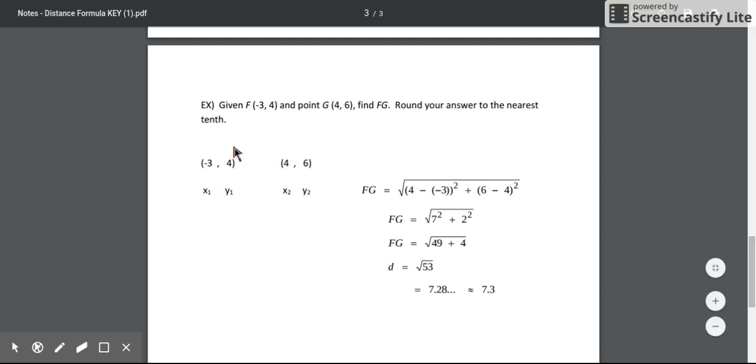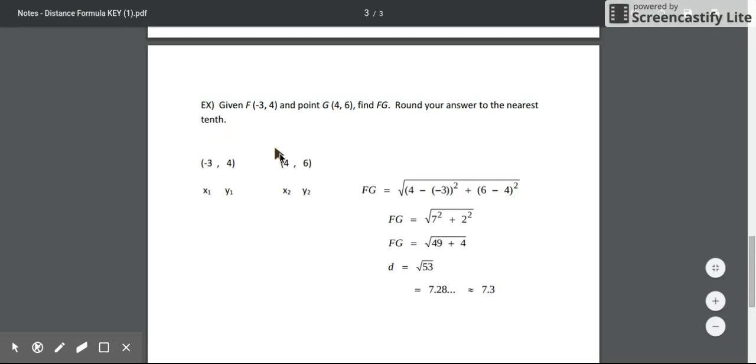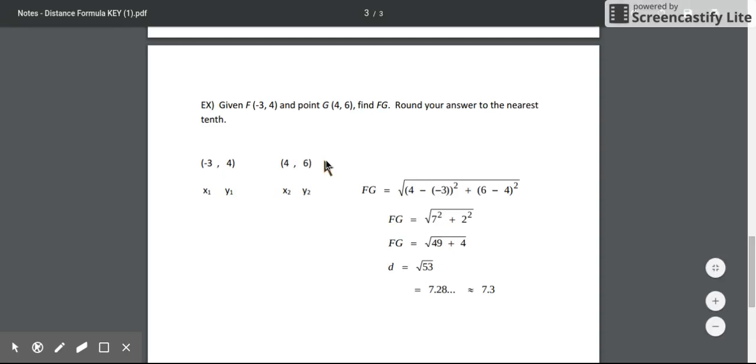I'm going to call F my first coordinate pair and point G my second coordinate pair. We're going to find the distance between these two points. We're going to find FG. And then we're going to practice rounding our answer. So if I subtract my two x coordinates, I could do 4 minus -3, which turns into addition and becomes 7. And if I square that, I get 49. Or if I had done -3 minus 4 and got -7 and squared that, I would still get positive 49 at this step.